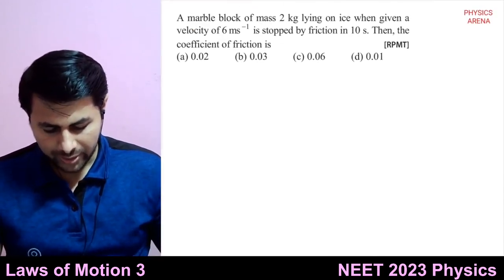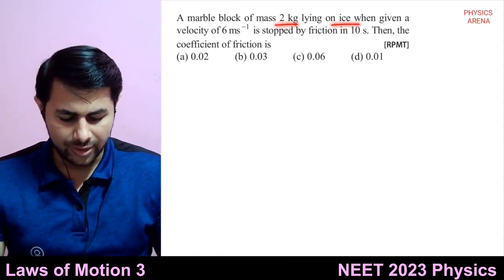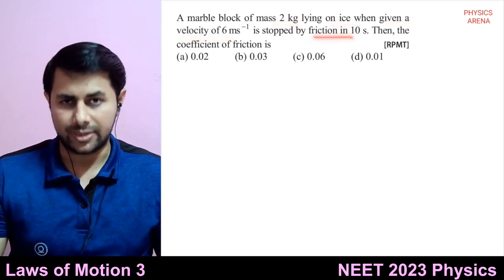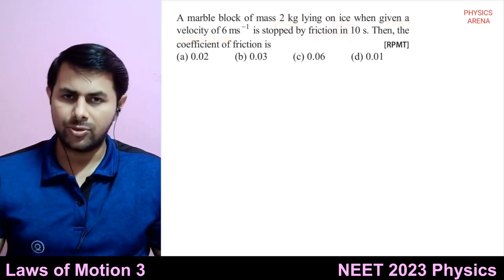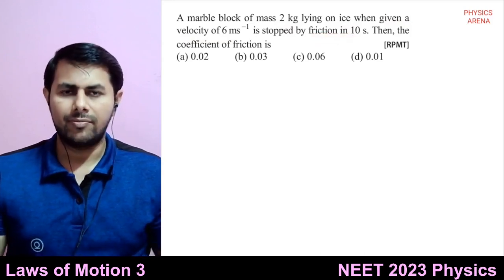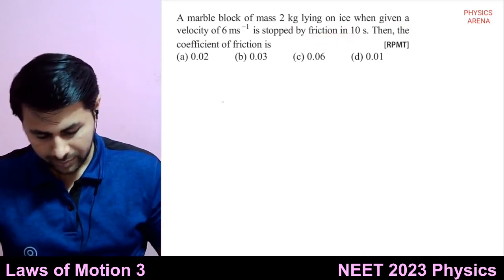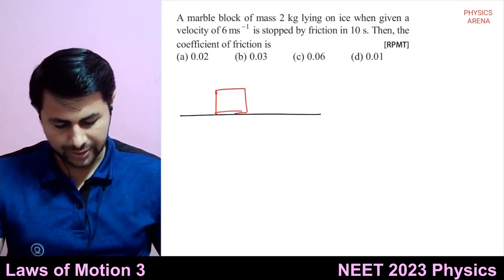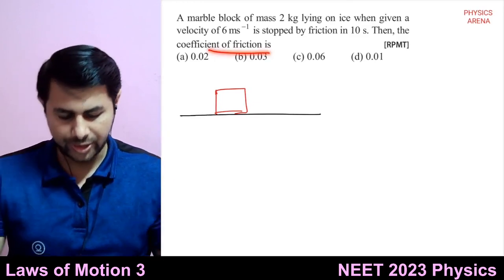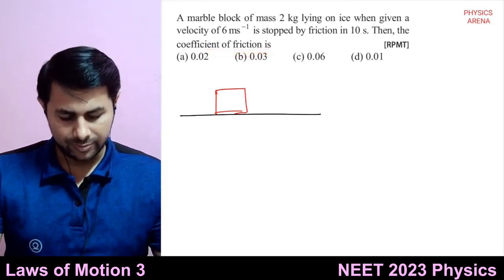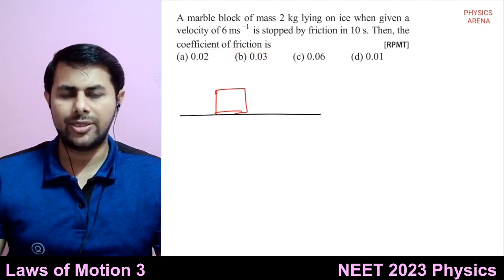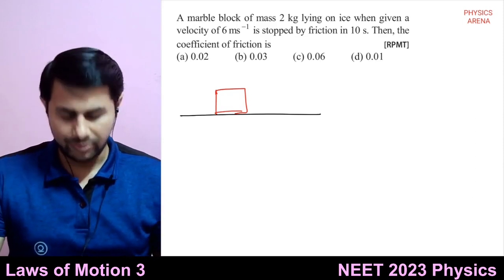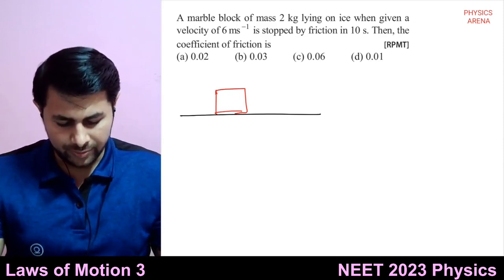A marble block of mass 2 kg is lying on ice. When given a velocity of 6 meters per second, it is stopped by friction in 10 seconds. So it is moving with a velocity of 6 meters per second, but there is some frictional force, so it stops in 10 seconds. Then the coefficient of friction is. Now we have to find out what will be the deceleration due to this frictional force.